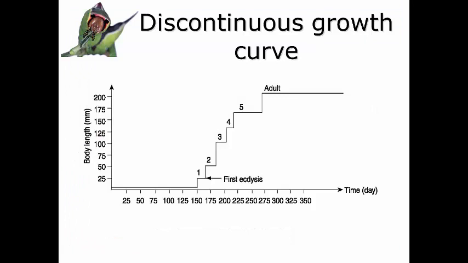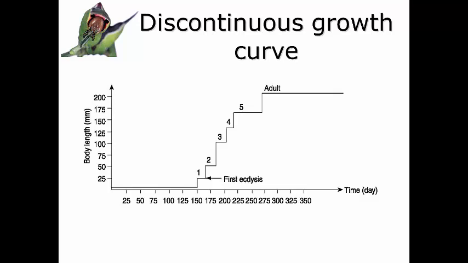So this cycle of molting and ecdysis leads to a discontinuous growth curve in insects. So this shows a period of no growth punctuated by a whole bunch of really rapid growth. And you end up with a sort of stair-step graph rather than a nice smooth curve.